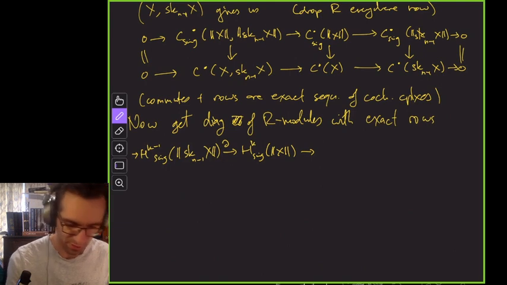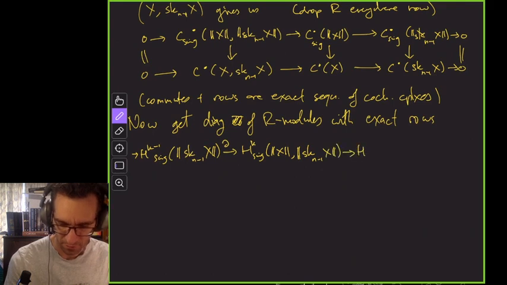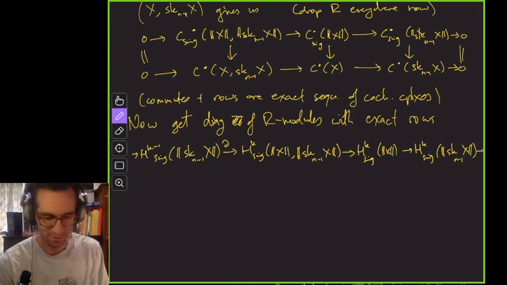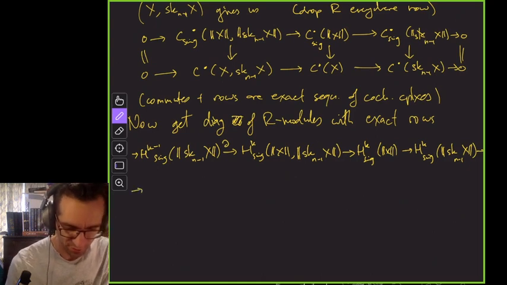Oh no, that's not it. It should be the relative one. My fault. The n minus 1 skeleton of X. Then X. Then H^k singular of again the n minus 1 skeleton, and so on. Okay, so that's the singular one, and I also get one for the delta set, which is slightly easier to write.